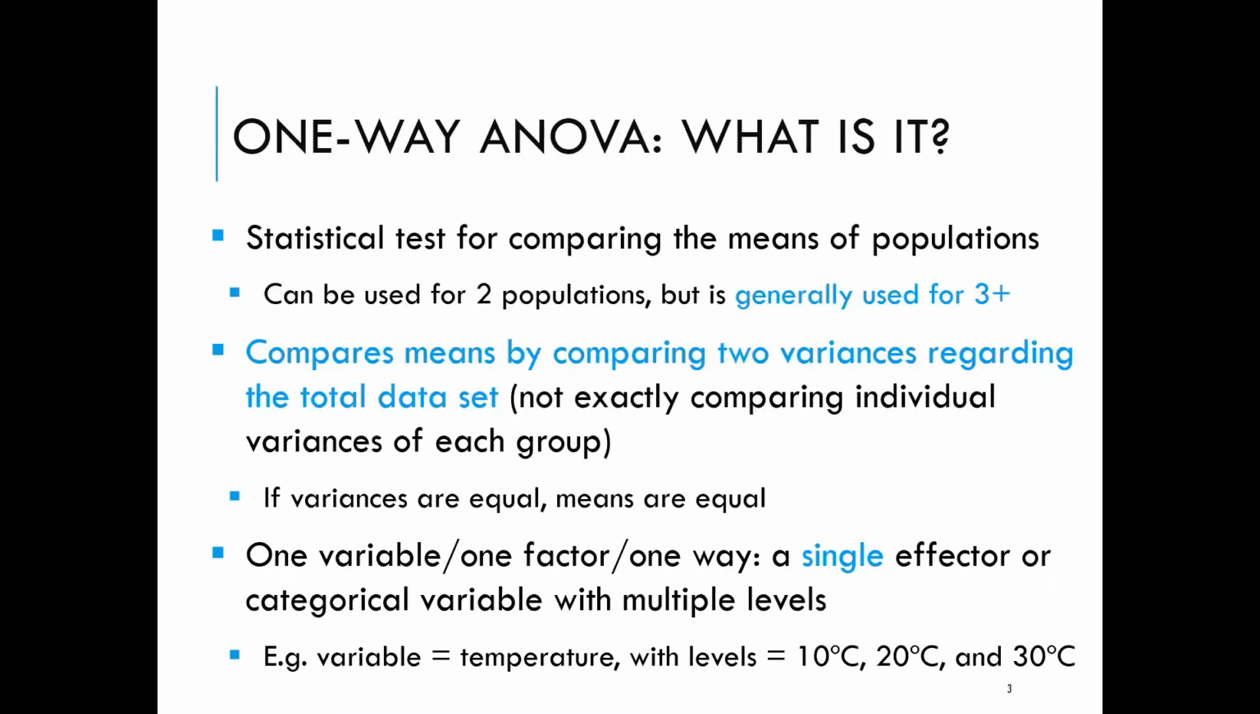A one variable or one factor or one-way ANOVA simply means that a single effector or variable with multiple levels is being used in that analysis. For example, one variable could be temperature and it has different levels at 10, 20, and 30 degrees Celsius.